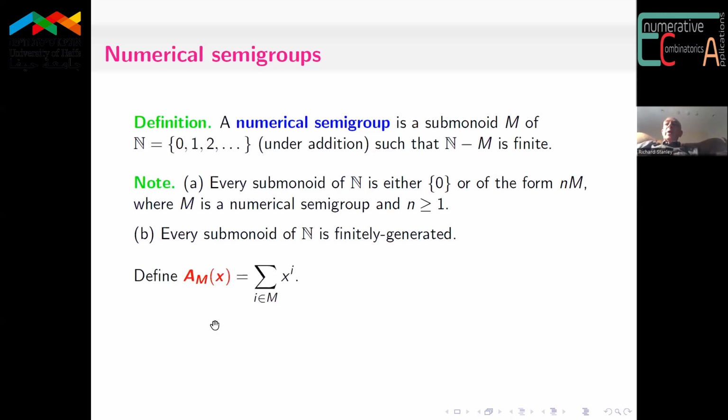So let's look at the generating function for elements of M, A_M of x, the sum over i in M of x to the i. We could also call this a Hilbert series of M. So it's just 1 over 1 minus x minus the sum of x to the i for the elements i in N minus M, which is finite. So we're taking 1 over 1 minus x and subtracting finitely many terms.